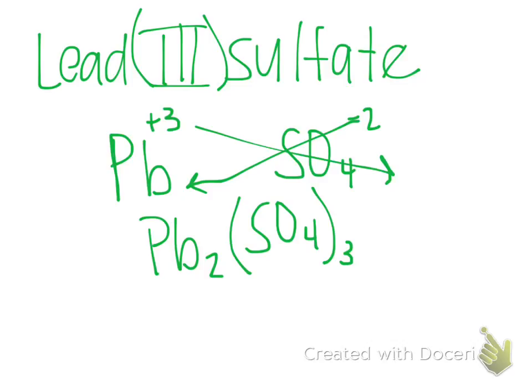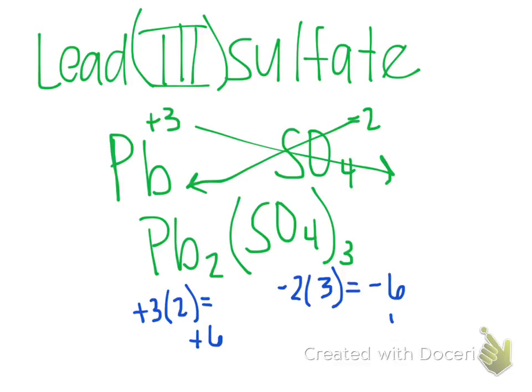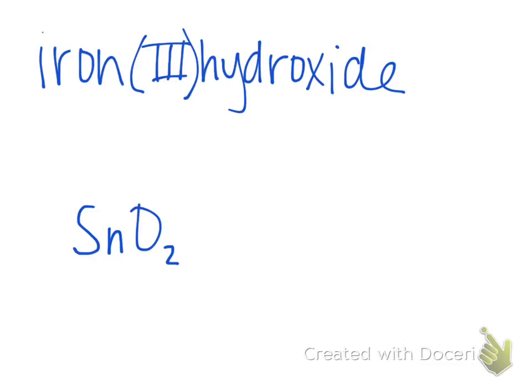If we know that lead has a plus 3 charge, and there are 2 of them, that gives us a total of plus 6. Sulfate we know has a minus 2 charge. There are 3 of them, which gives us a minus 6. So those 2 combined give us a neutral compound, which is what we are looking for. Okay, so let's try to find the chemical formula of the first and give me the name of the second.